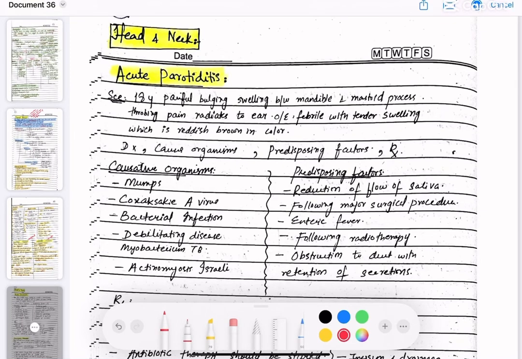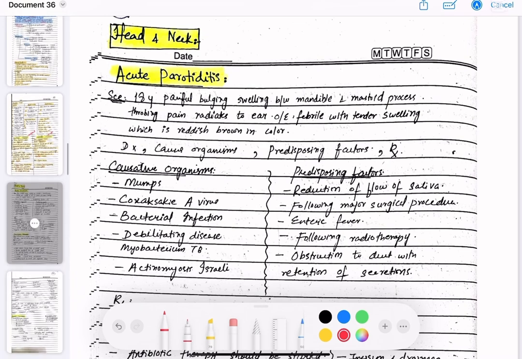Okay, so let's discuss the head and neck. This is the revision of the head and neck portion. Okay, so let's use this green color. We are in a scenario that there is an 18 year old with painful bulging swelling between the mandible and mastoid process, and throbbing pain which radiates to the ear. On examination, febrile with tender swelling which is reddish brown in color.